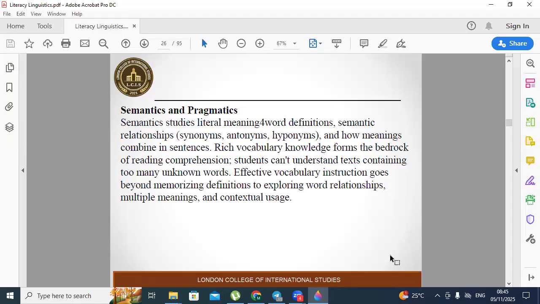For students on the autism spectrum, pragmatics can be especially challenging. They may interpret language very literally, missing implied meanings, sarcasm, or social nuance. Explicit instruction in pragmatics helps these students access full meaning.